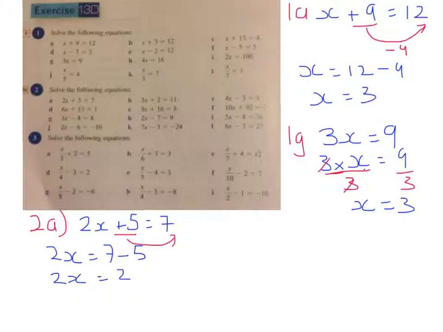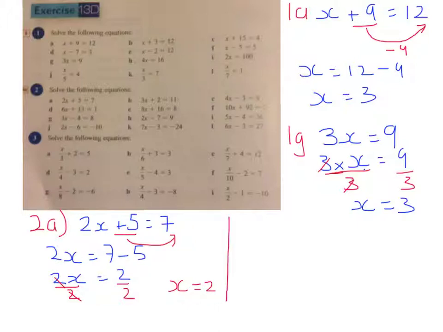Now remember, this is a times in here, so we want to divide both sides by 2. That cancels out, and we end up with x equals 2 divided by 2. How many 2's? So we end up with x equals 1.